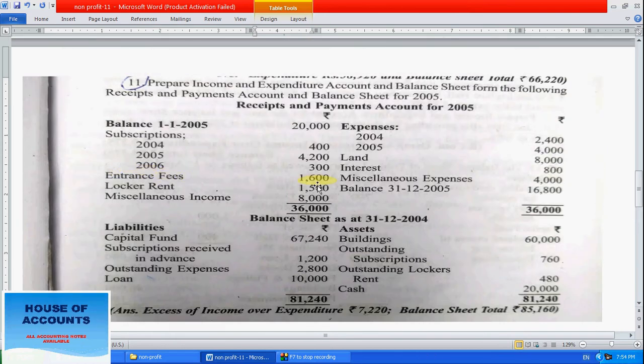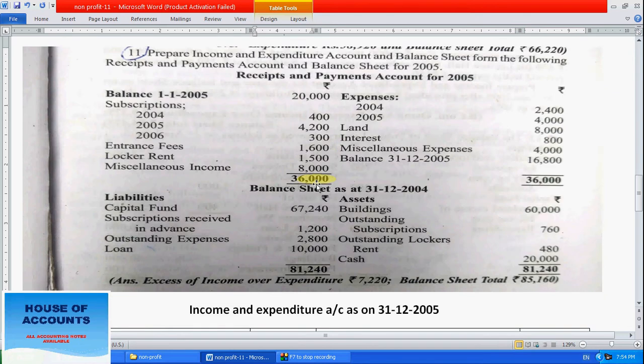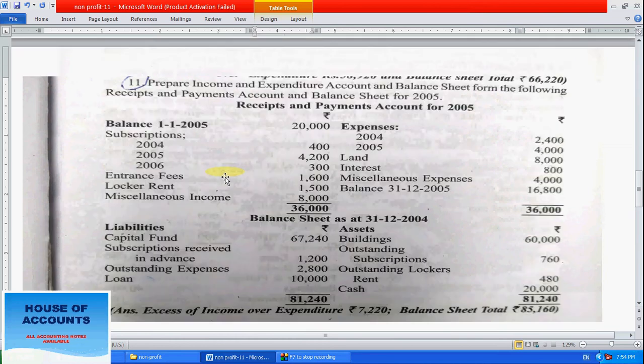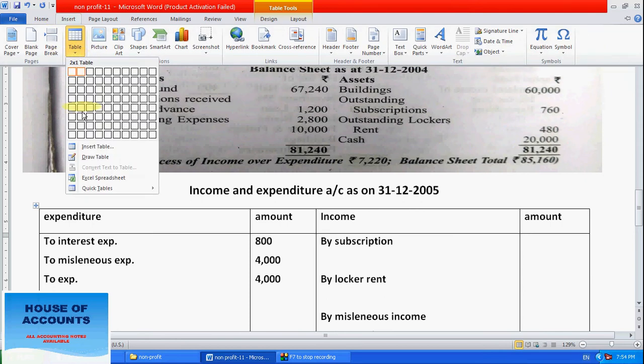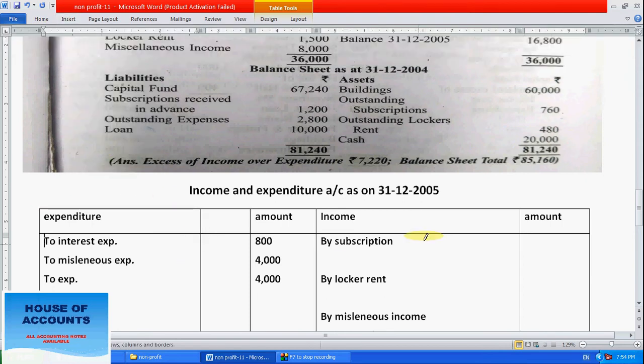Entrance fees 1600. There is nothing given here about which fees, so we have to take this entry as entrance fees. It is not life membership. Here, subscription for 2005, how much? 4,200. Subscription always has some adjustment, so let's draw a detail column also. Right now I'm writing 4,200 inside.